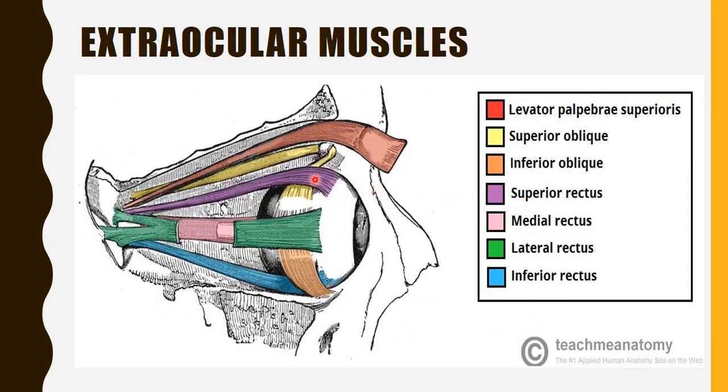Now this is the section showing you the arrangement of the extraocular muscles in the orbit. You can see here, this is the levator palpebrae superioris. This is the superior oblique passing through the trochlea or the pulley, and this purple one is the superior rectus muscle. The green one is the lateral rectus muscle. It is cut to show the medial rectus muscle, and this blue one is the inferior rectus muscle. So this is the arrangement of these extraocular muscles for the movement of the eyeball.